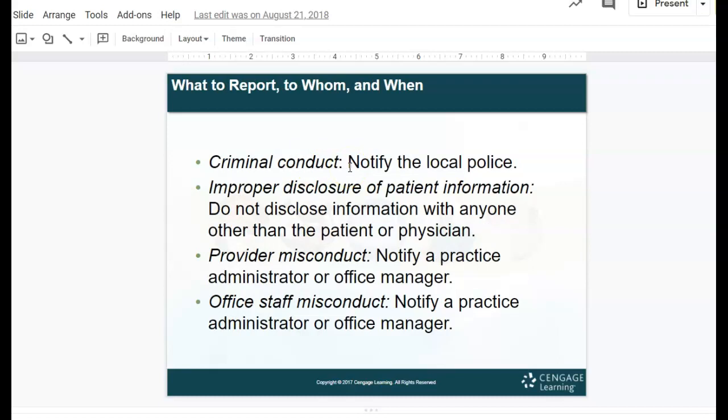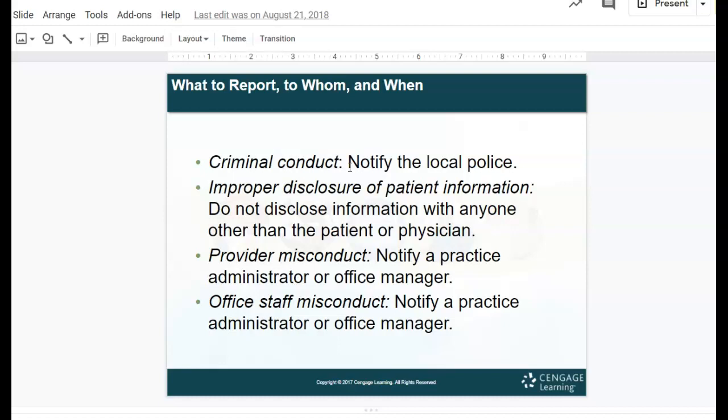So what do you report? Who do you report it to, and when do you report it? To give you an example, if somebody's stealing medication out of the Pyxis system at the hospital, that's criminal conduct, and you notify the local police immediately. If somebody is violating HIPAA and improperly disclosing patient information, you can't tell anyone other than the patient or the physician. And my professional advice to you in this situation is, if you notice someone is violating HIPAA, you need to immediately notify your superior, whomever that would be, whether it's an office manager, the direct physician, or a hospital human resources professional, et cetera.